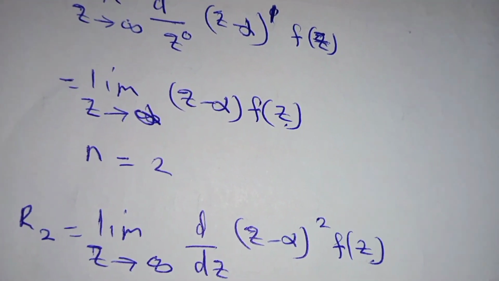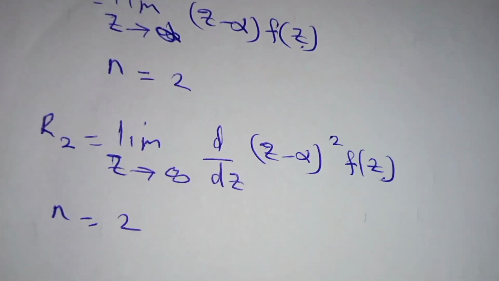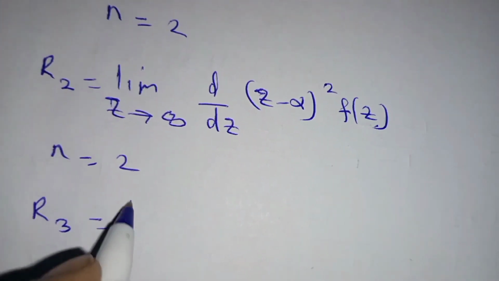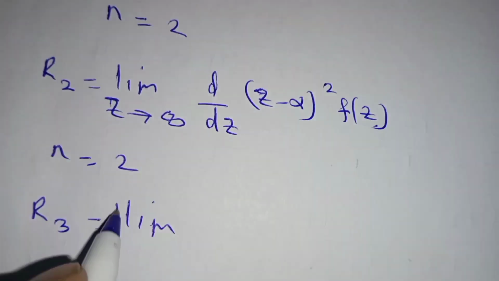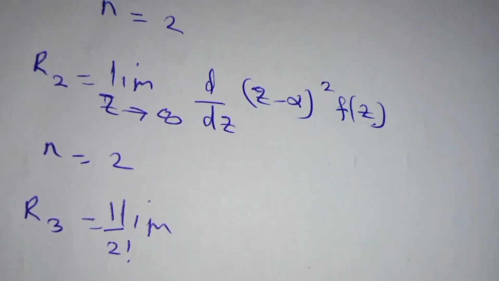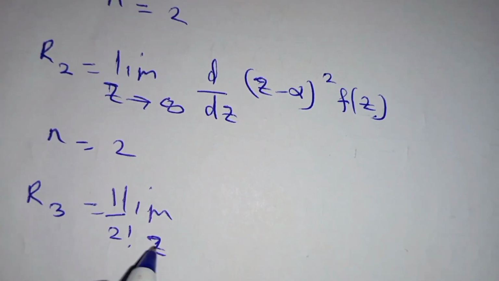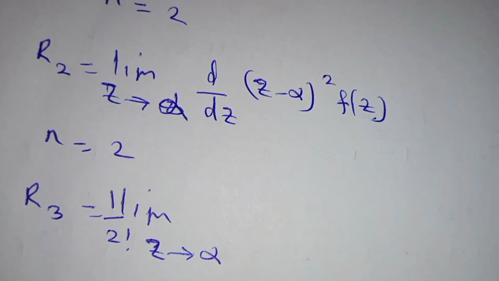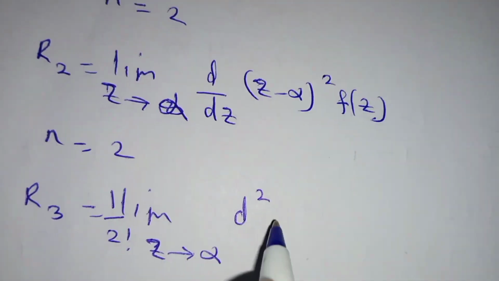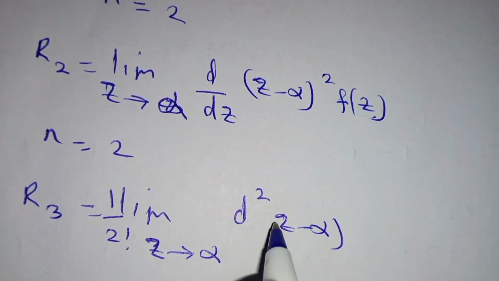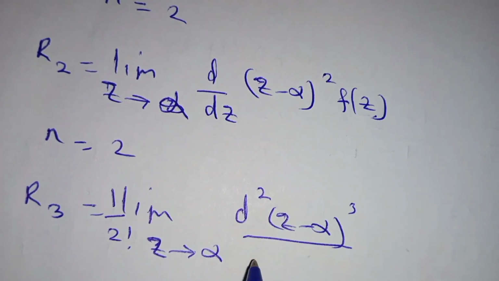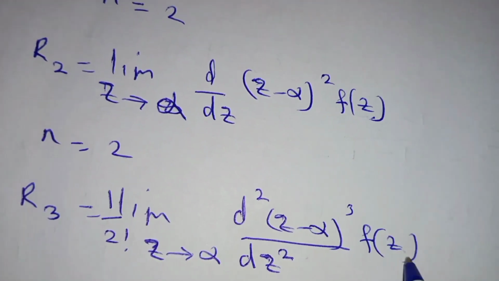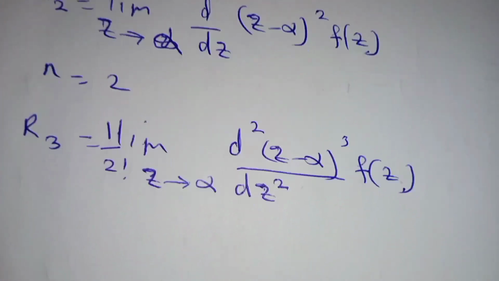Also, if n is equal to 3, then the residue will be given by 1 over 2 factorial, limit as z tends to alpha of the second derivative of z minus alpha cubed times f of z. That is what you do.